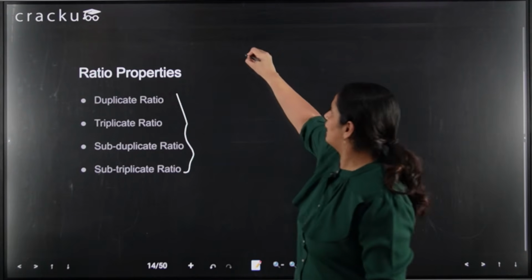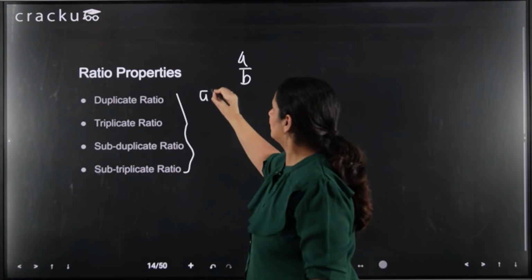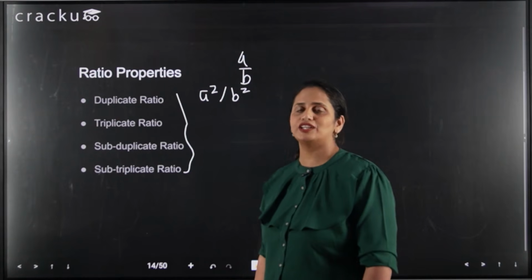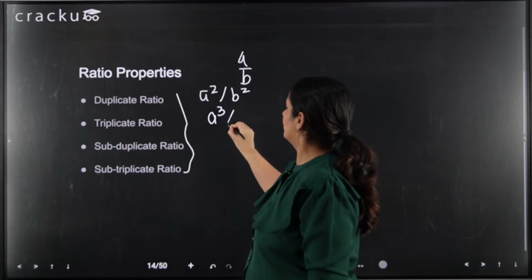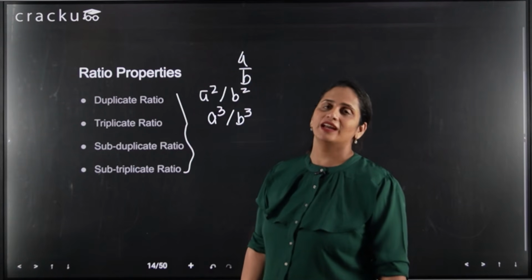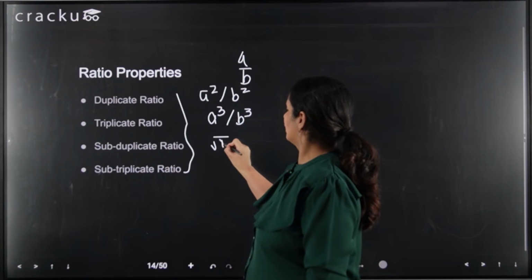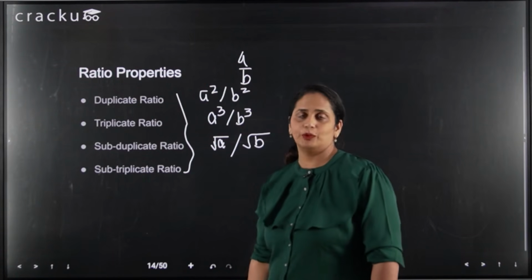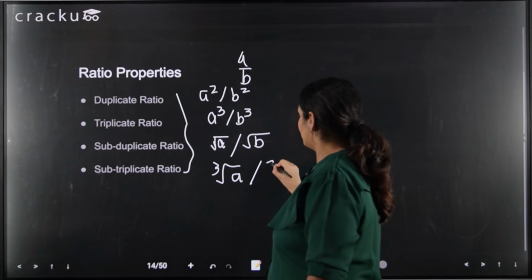Duplicate ratio is basically if A by B is my ratio, then the duplicate ratio of A by B is A square by B square. What is triplicate? Triplicate ratio, you don't multiply by 3, you cube. So this triplicate ratio will be A cube by B cube. What is subduplicate ratio? Think of it. What would subduplicate ratio be? It means raising the ratio to half. So this would be root of A by root of B. This is the subduplicate ratio. Subtriplicate ratio, that is cube root of A divided by cube root of B.